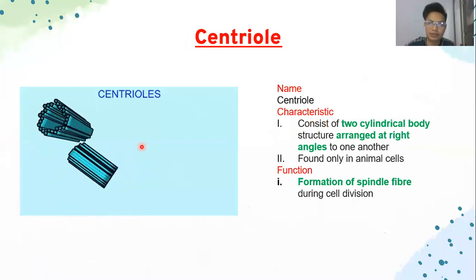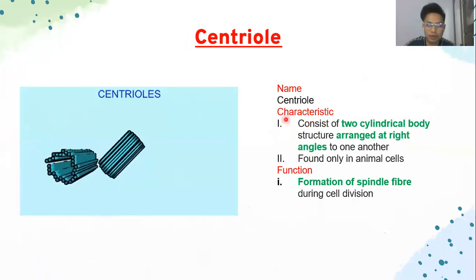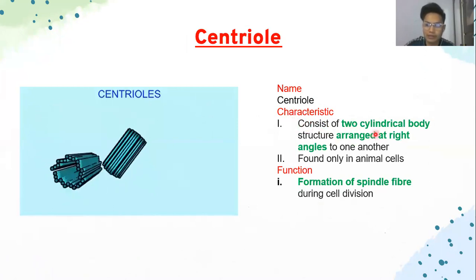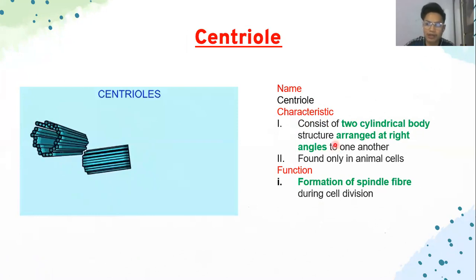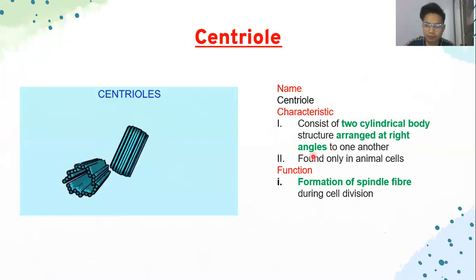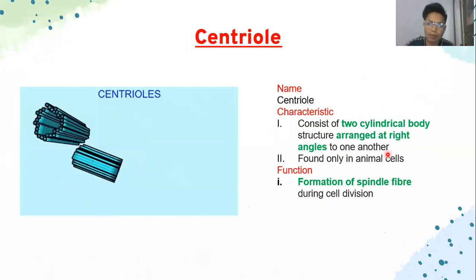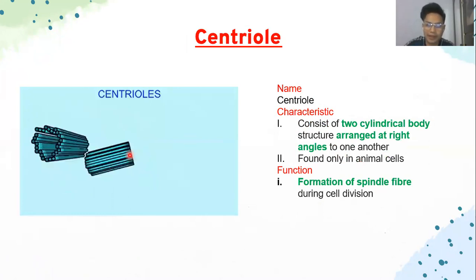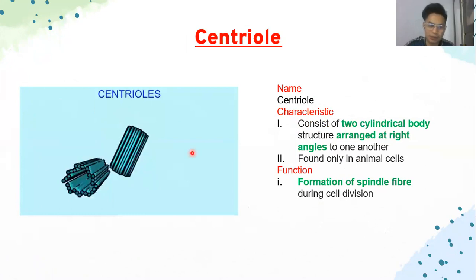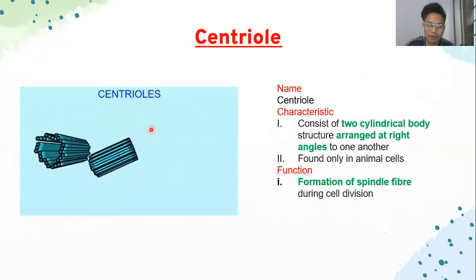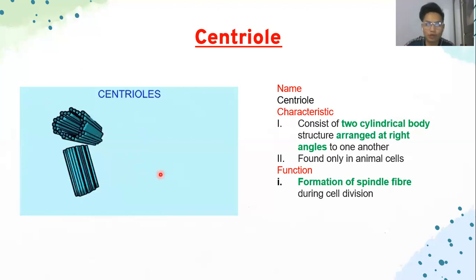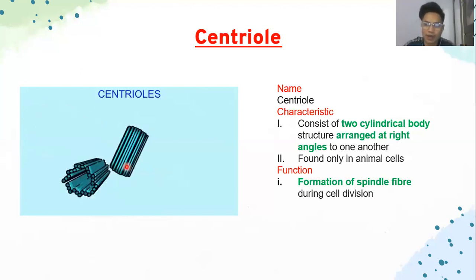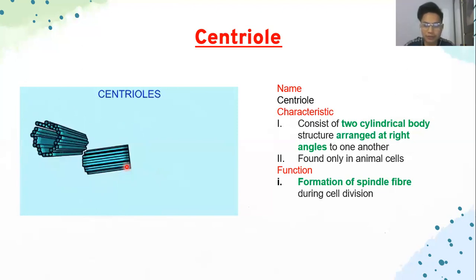Next is centriole. The characteristic is that it consists of two cylindrical body structures arranged at right angles to one another. These organelles are only found in animal cells, so you also cannot find this organelle in plant cells. The function is for the formation of spindle fibers during cell division.